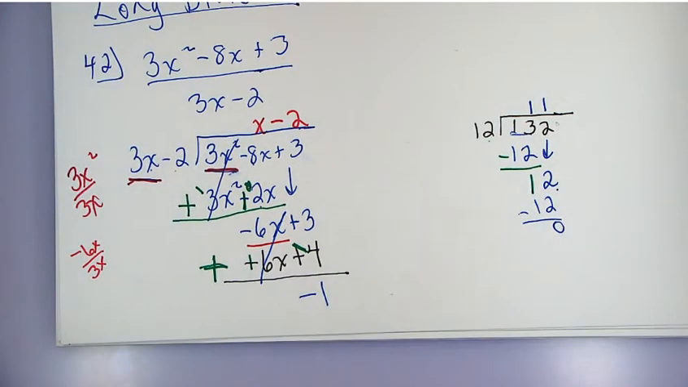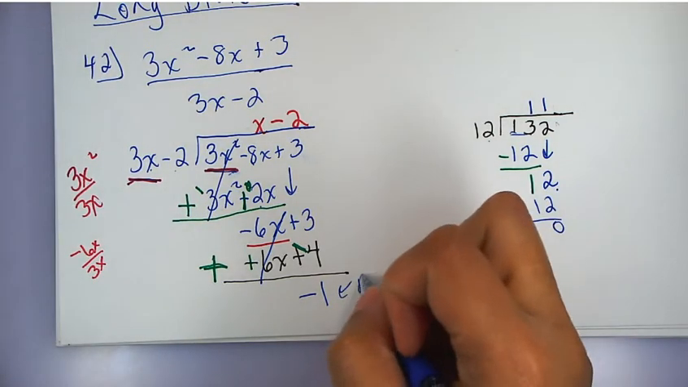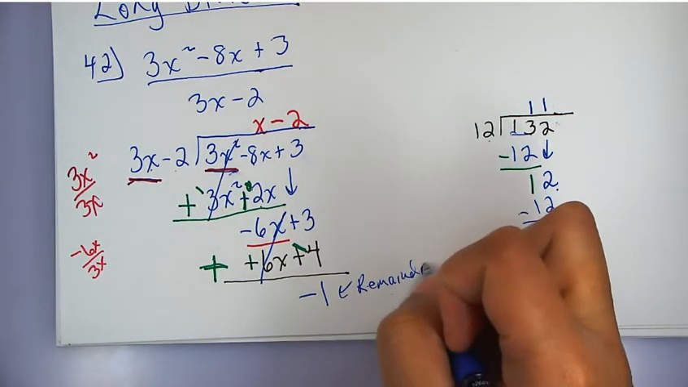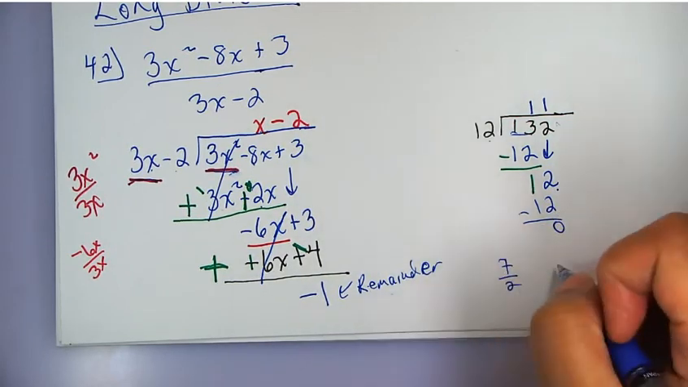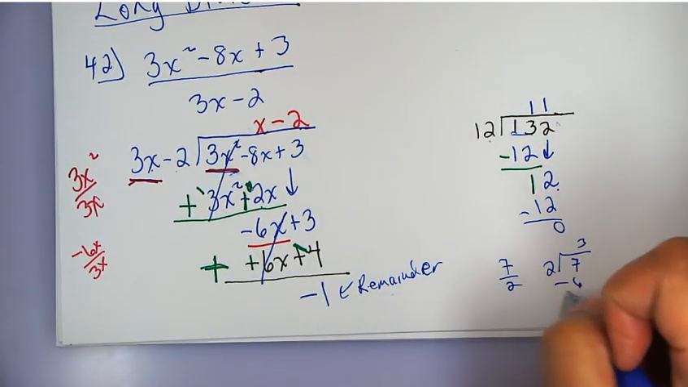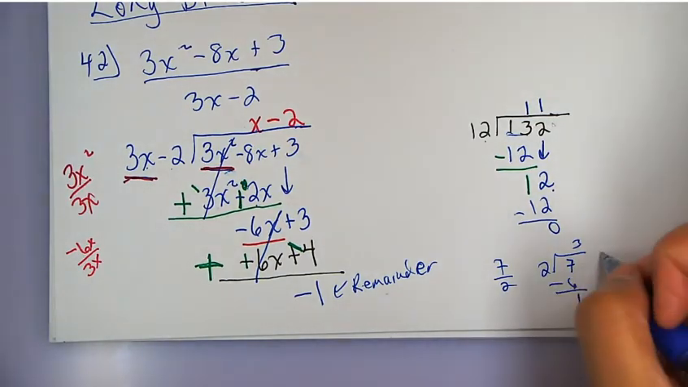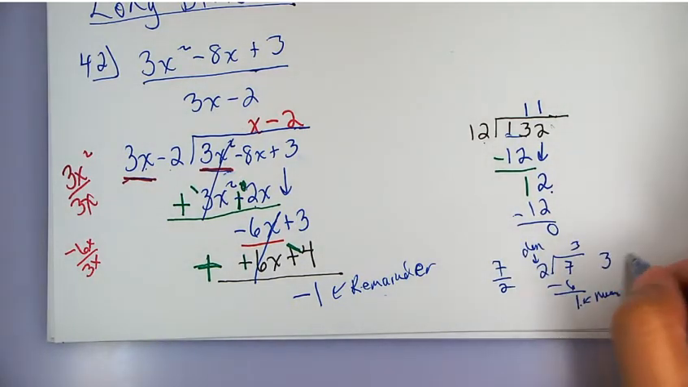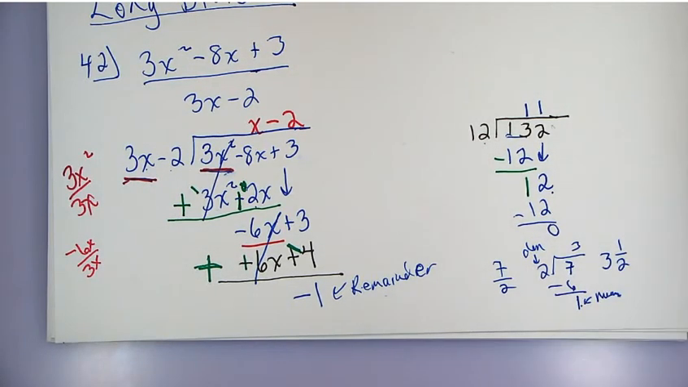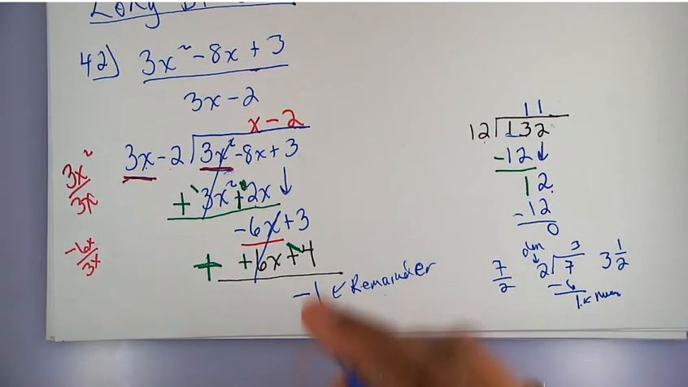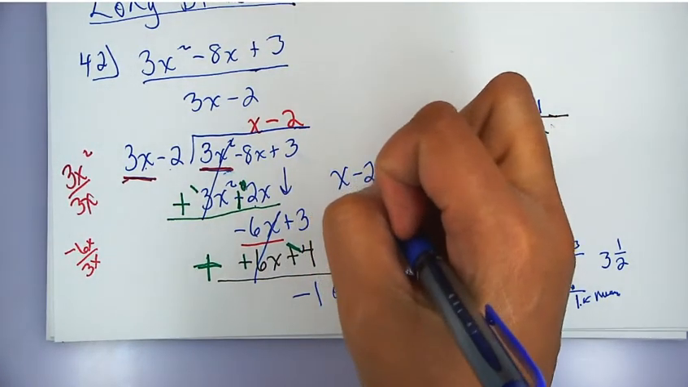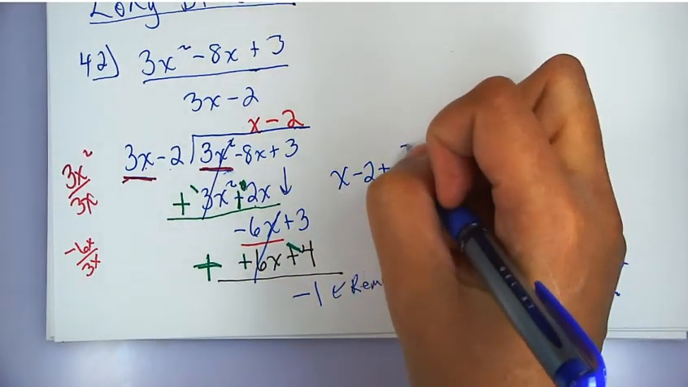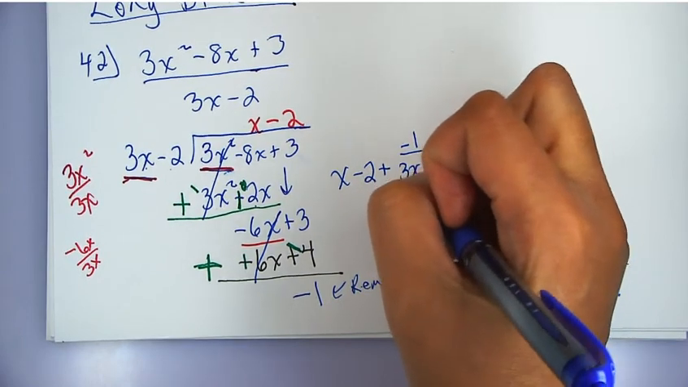Well, Miss B, I have nothing else to pull down. I know. What do we normally call this? We call this the remainder. If I did 7 divided by 2, 2 goes into 7 3 times, 3 times 2 is 6, and I get 1. What would we say our answer was? We would say 3, and this remainder becomes my numerator, and this is my denominator, so this becomes 3 and 1 over 2. The denominator stays the same. Same idea here. We're going to have x minus 2, and then our remainder of plus a negative 1 divided by 3x minus 2. And there we have that.